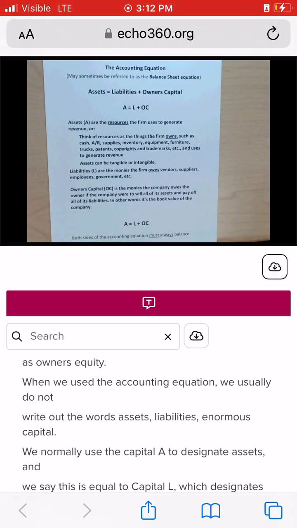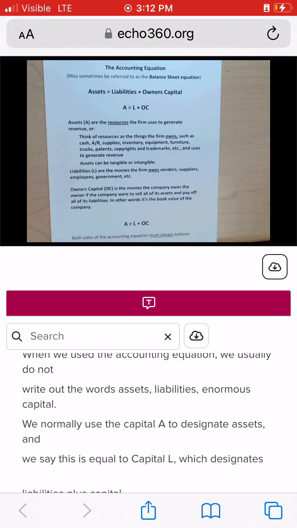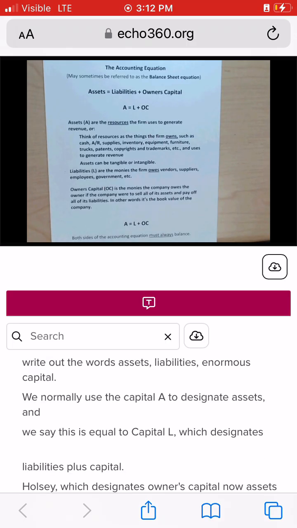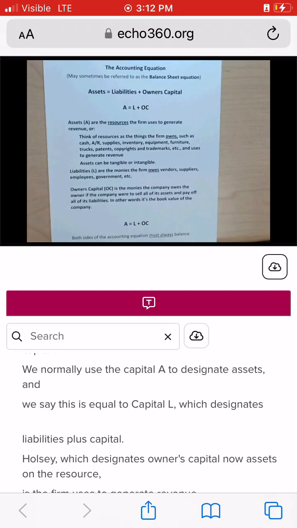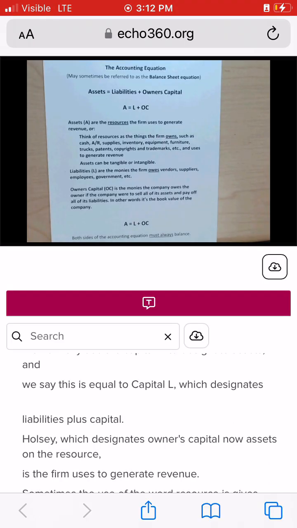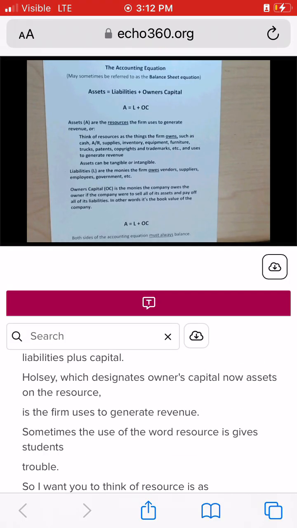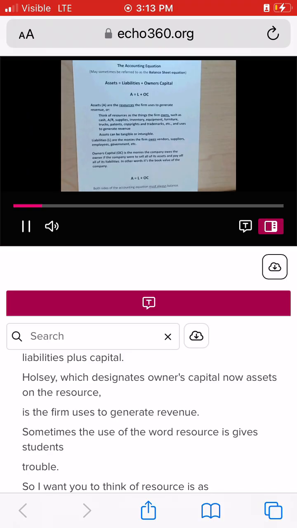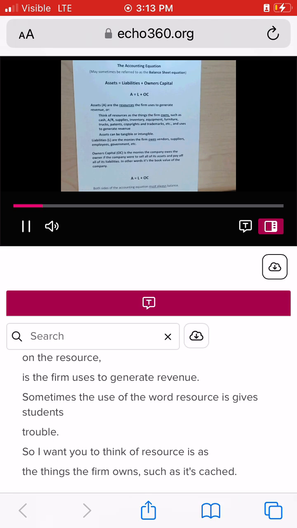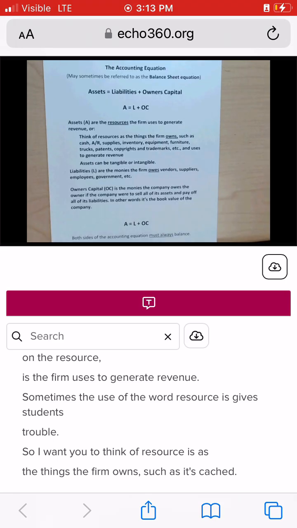Now, assets are the resources the firm uses to generate revenue. Sometimes the use of the word resources gives students trouble. So I want you to think of resources as the things the firm owns, such as its cash, its accounts receivables, its inventory, its equipment, its trucks, its copyrights, trademarks, etc., which it uses to generate revenue.